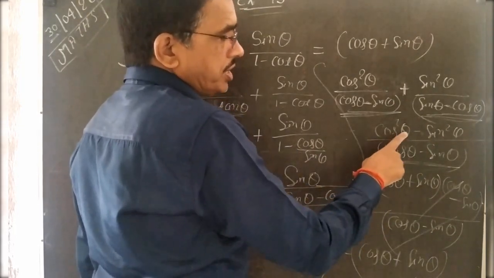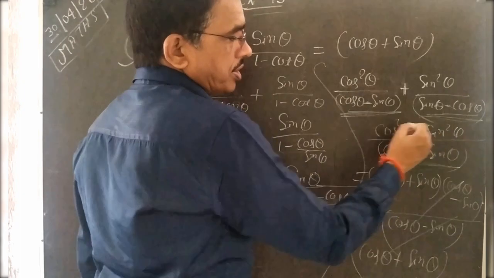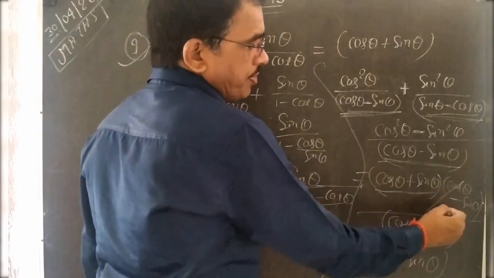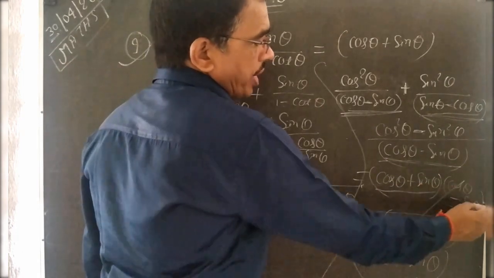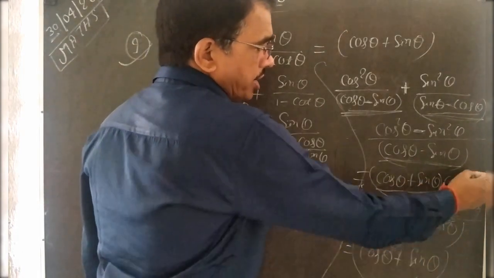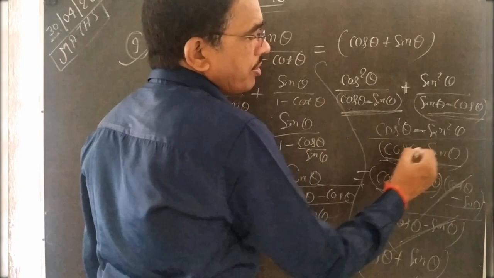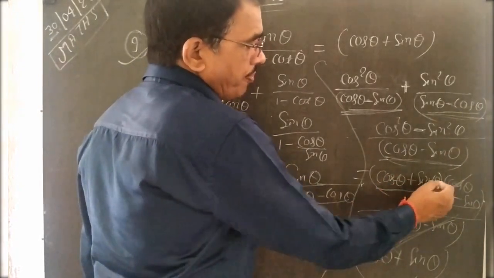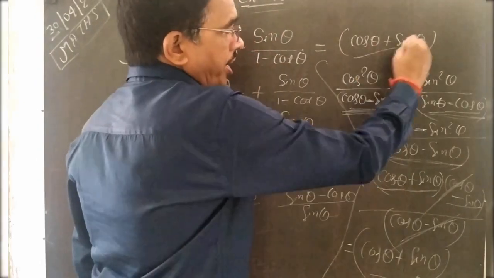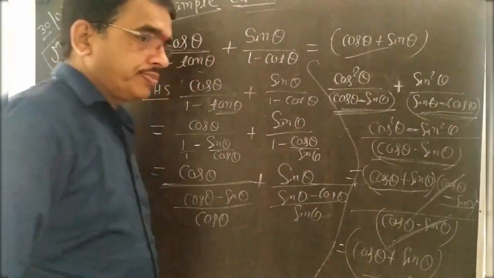And now it is a square minus b square. What is the formula? A plus b, a minus b. That means cos plus sin into cos minus sin. This cos minus sin and cos minus sin cancel because here is a multiply sign. So what is the remain you have? You have only cos theta plus sin theta, and that is RHS. So RHS is proved.